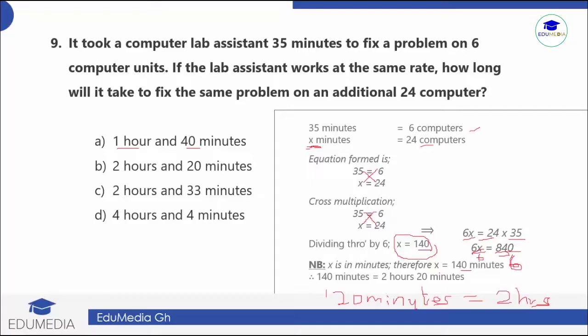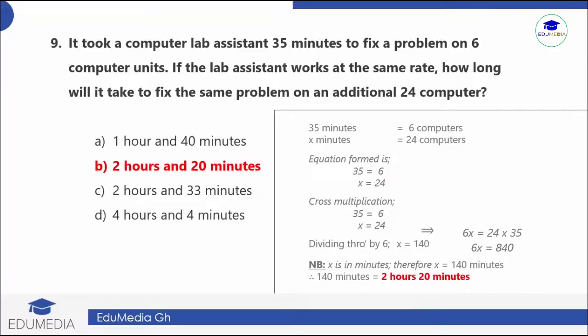So you have to understand that we are looking for the answer in minutes. So after that, you have to make sure you convert it into hours. So that is what we just did here. So that gives us 2 hours 20 minutes. So this is the answer here. All right, 2 hours 20 minutes.